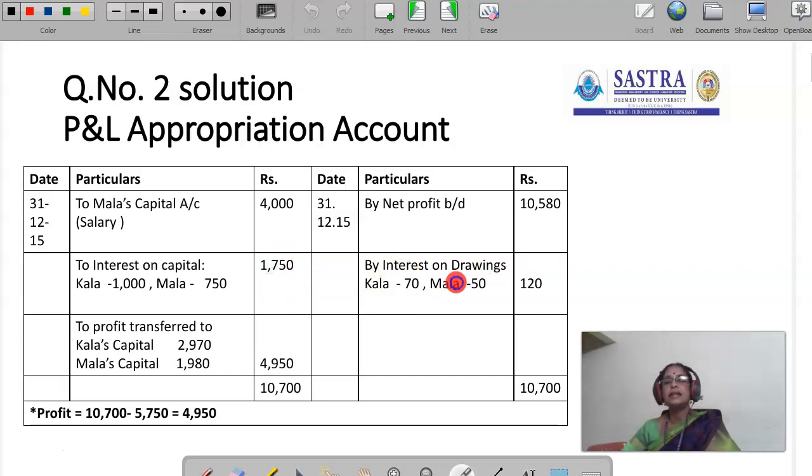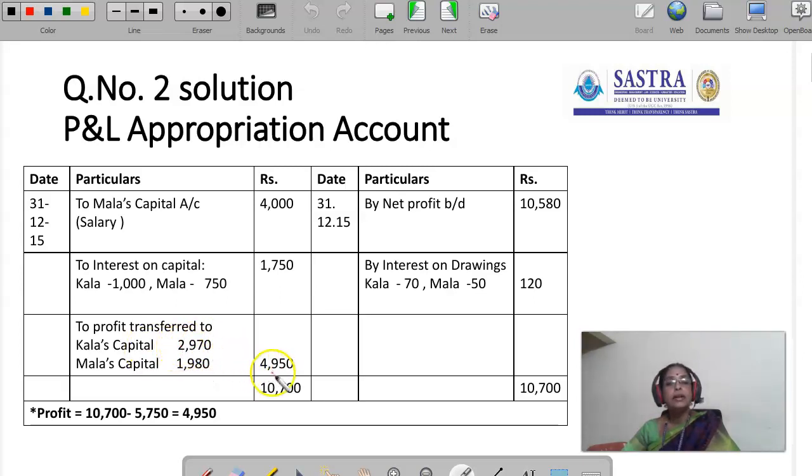Interest on drawing that is directly given, Kala 70 rupees, Mala 50 rupees, 120. So the total of the credit side is 10,700. So from that 10,700, if we deduct 4,000 plus 1,750, that is 5,750, we will get the divisible profit. 10,700 minus 5,750 is 4,950. That should be shared between Kala and Mala in the ratio of 3:2.